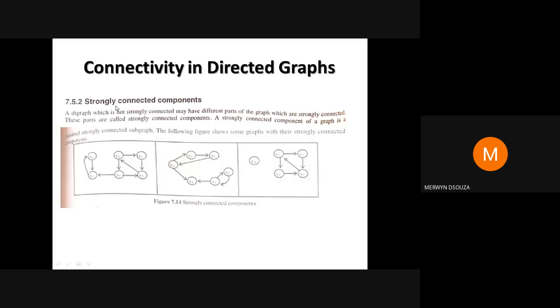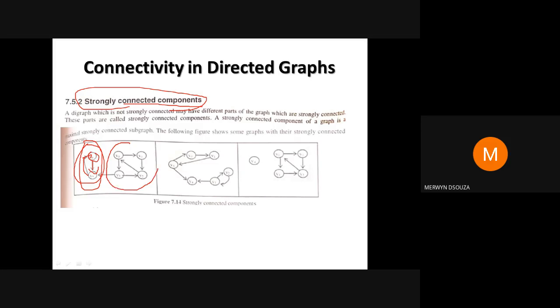So just like we looked at undirected graphs, some parts of the graph may be connected. Those parts which are connected are called strongly connected components. You can look here, this is one strongly connected component. There is a path from here to here, and there is a path from here to here, a path from U to V and V to U. So this is a strongly connected component.